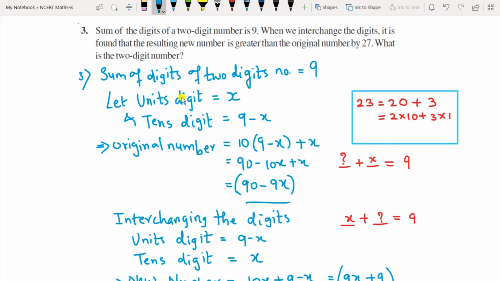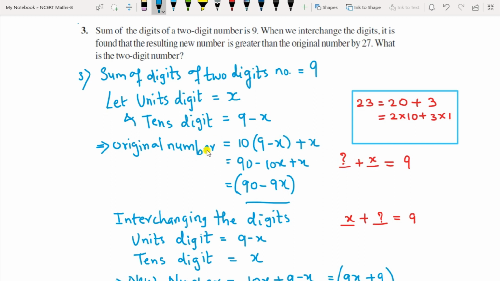Okay. So now let us take the unit digit as x. You know, this one is the unit digit and this is the tens digit of a 2-digit number. So we don't know the digits, so let us assume that the unit digit is x. So the tens digit, from this equation, will be 9 minus x.